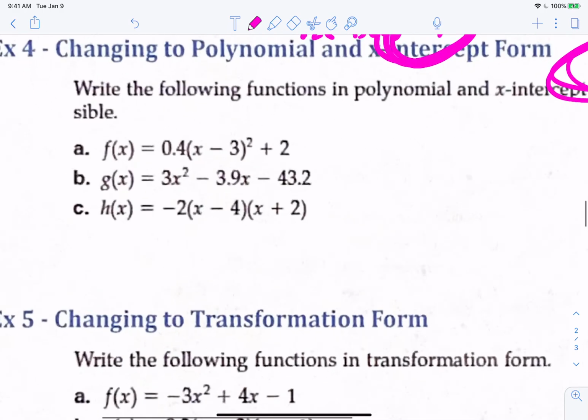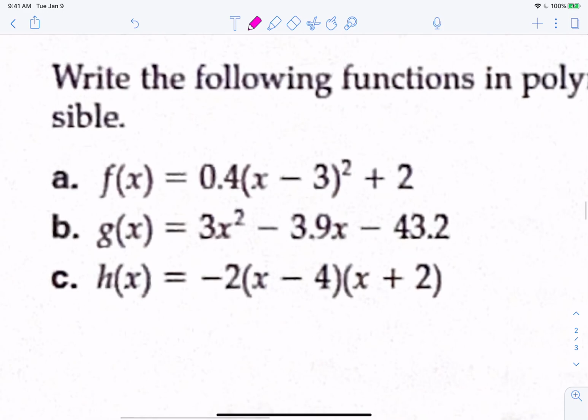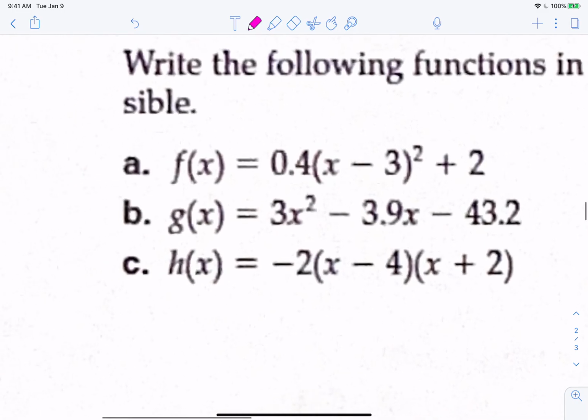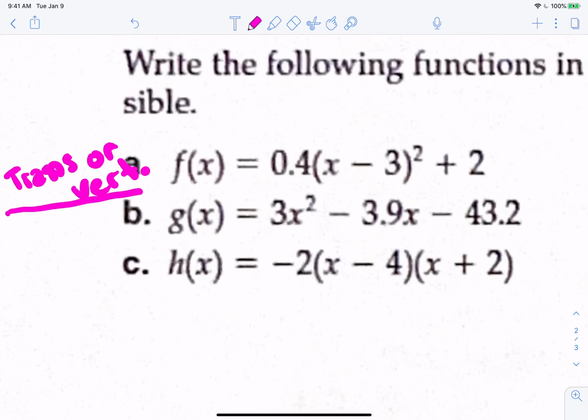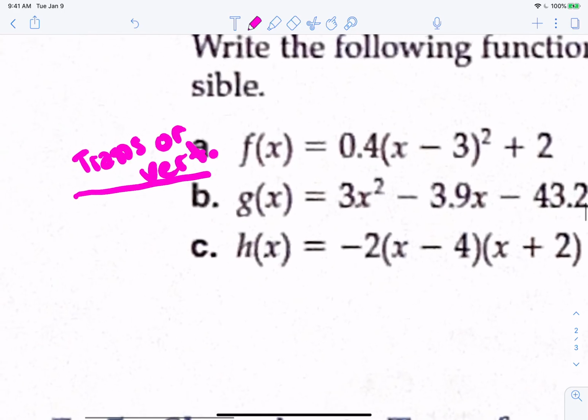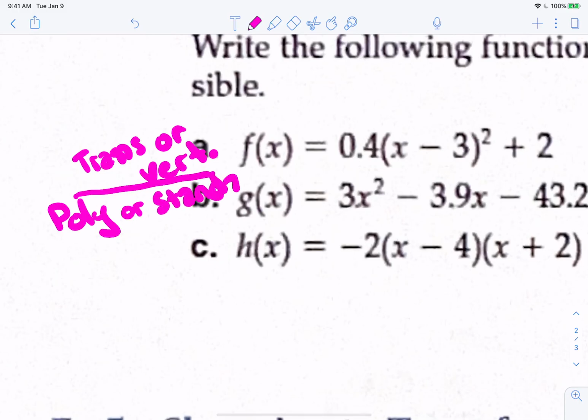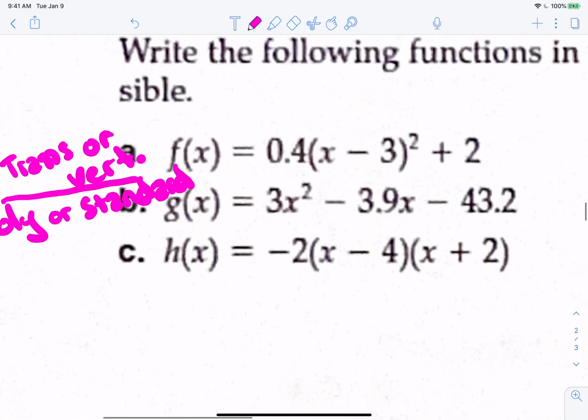So, let's figure out what form each one of these is in now. So A, what form is he in? Transformation form, or vertex form. So I'm going to put trans or vertex. That's what form he is in. Okay? What about B? What form is he in? He's in polynomial or, what do we call it? Standard form. B is in polynomial form or standard form.